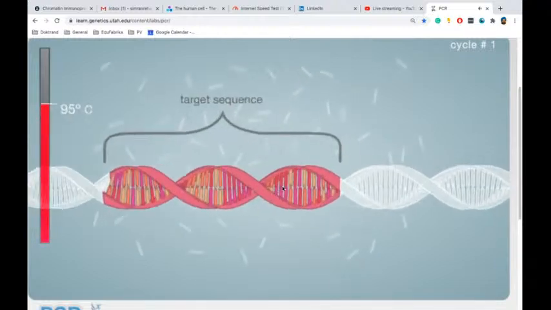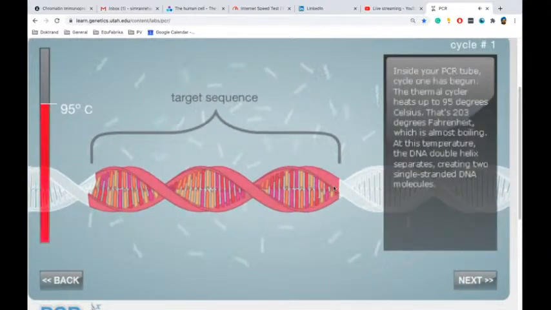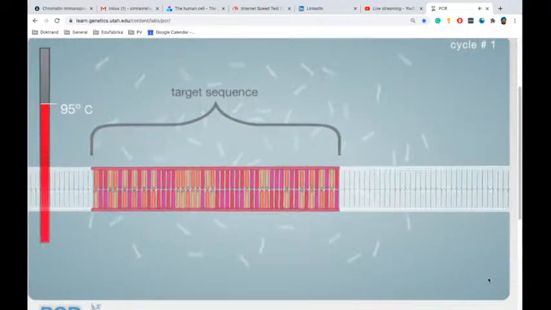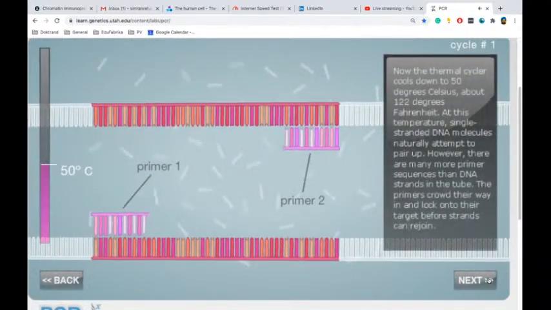First, this is your target sequence for PCR. Inside the PCR tube, cycle one has begun. The thermocycler heats up to 95 degrees Celsius, that is around 203 degrees Fahrenheit, which is almost like boiling. At this temperature, the DNA double helix separates and creates two single-stranded molecules, like this. Then we decrease the temperature to 50 degrees Celsius. At this temperature, single-stranded DNA molecules naturally attempt to pair up. However, there are many more primer sequences than DNA in the tube. The primers crowd their way in and lock onto the target sequence before the strands can rejoin.